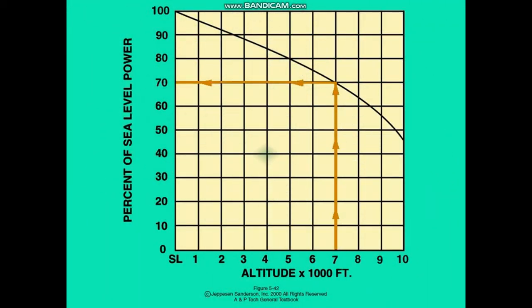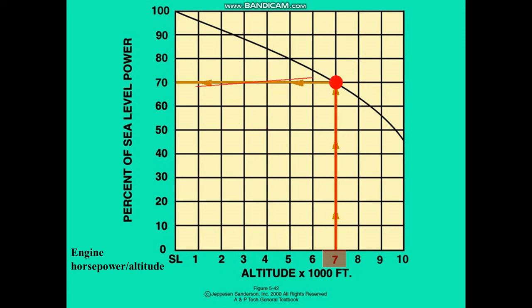Now we have the fourth one, and this is the engine horsepower altitude. We will take the altitude multiplied by 1000 feet, and you will go up to intersect with this curve.